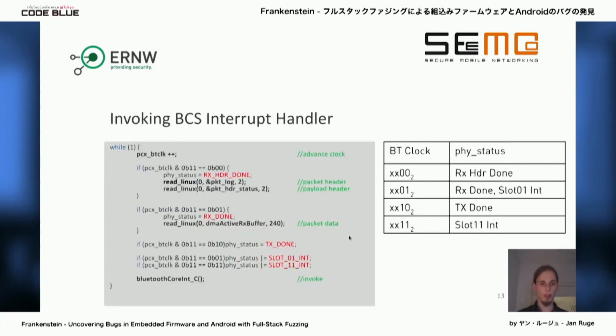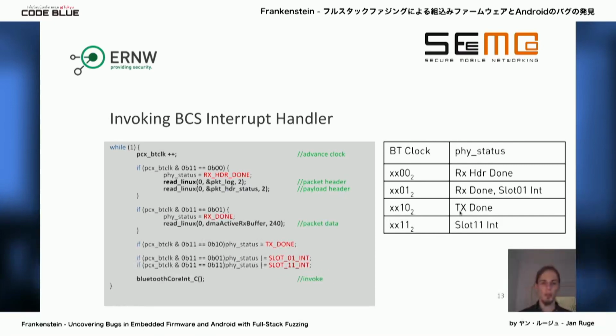So here is a slide with a lot of code, and this is how we inject raw wireless frames into the firmware. It's basically the invocation of the Bluetooth core interrupt. But first of all, I want to explain the calling convention, so this makes more sense.